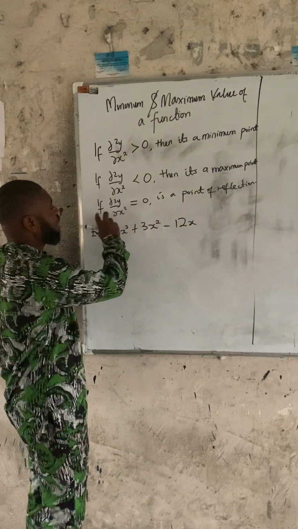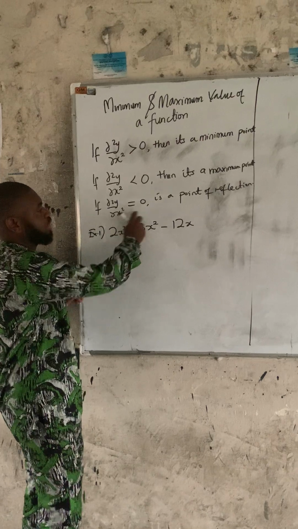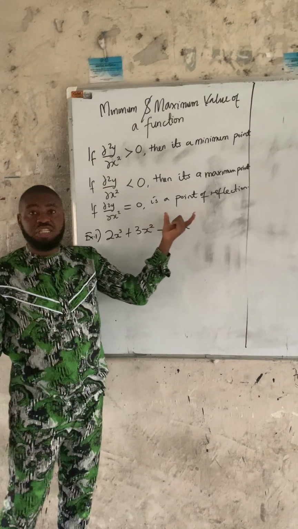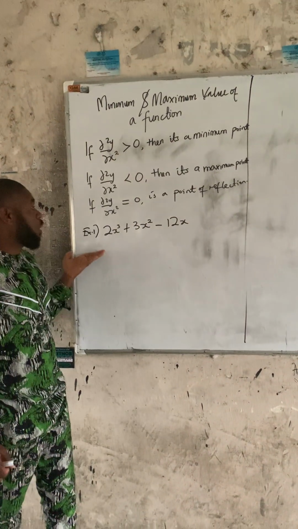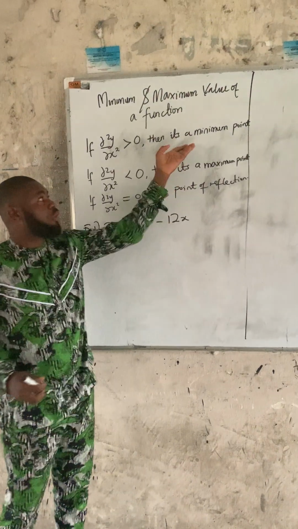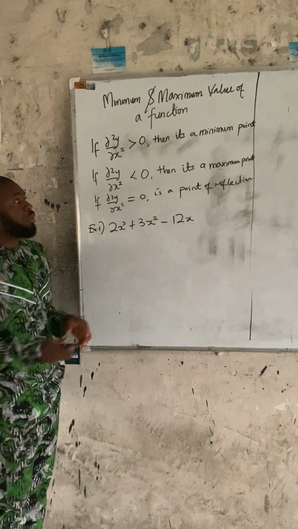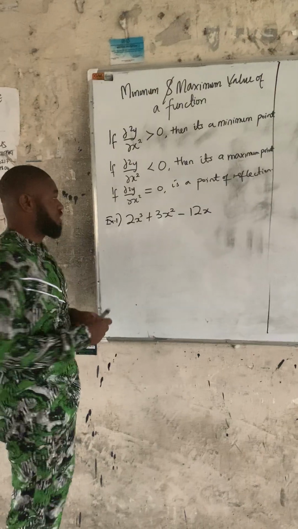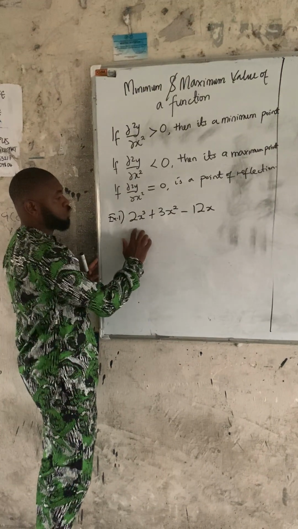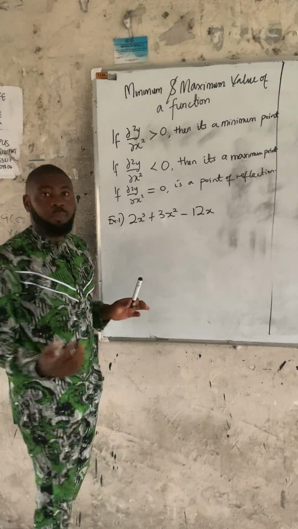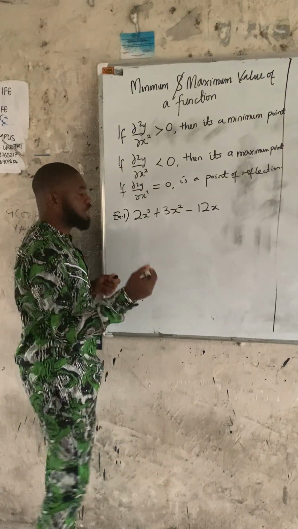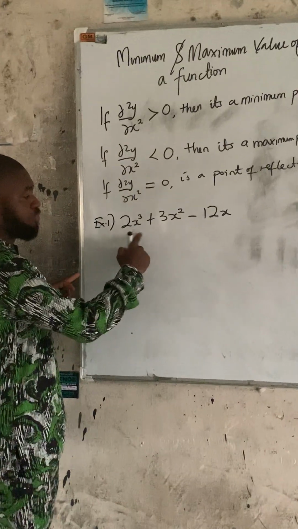Also, if d²y/dx² equals 0, it's referred to as a point of inflection. Now I'm going to start with this example that will show you how to get the minimum value and the maximum value from their points respectively. For the first question, you have 2x cubed plus 3x squared minus 12x. The first thing I will do is find the derivative of this equation.